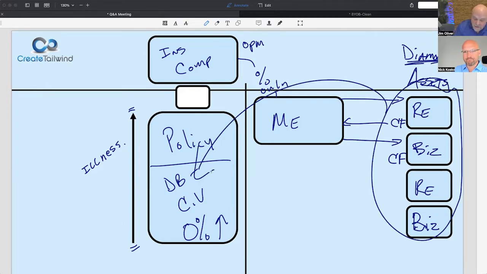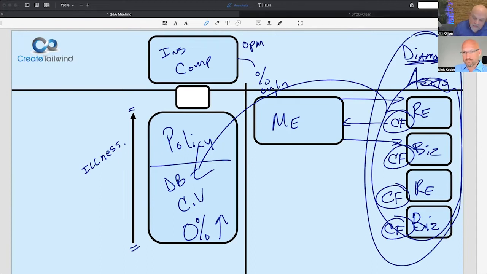Because eventually, where do I put this cash flow? I got to put it in a bank. It's going to reside. Do I want to put it in a bank that I own and control, or somebody else? Yeah. The one that I own and control. Absolutely. So that's the diamonds, the assets.